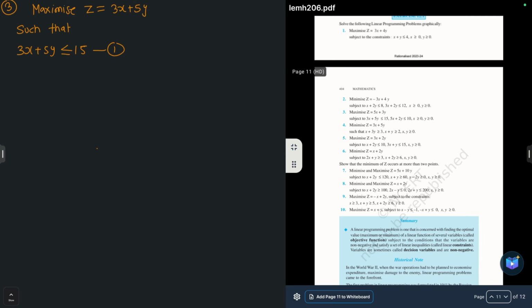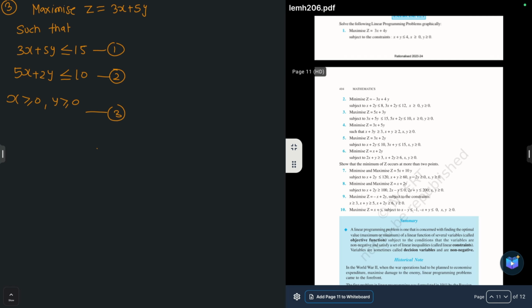Another one, 5x plus 2y less than or equal to 10. This is our constraint number 2. And another is x greater than or equal to 0, y greater than or equal to 0. This is together the non-negative constraint. We will say this is constraint number 3, called the non-negative constraint.